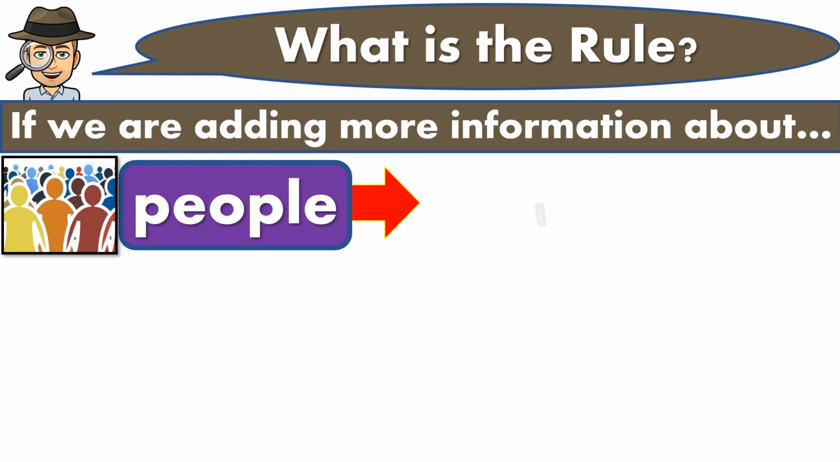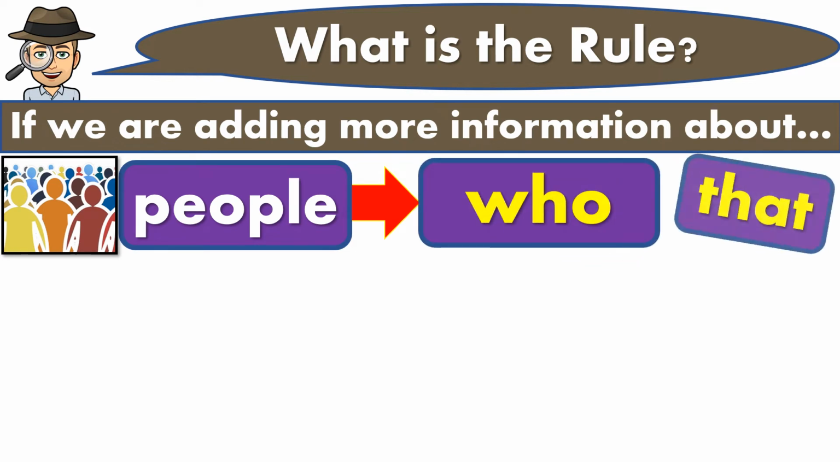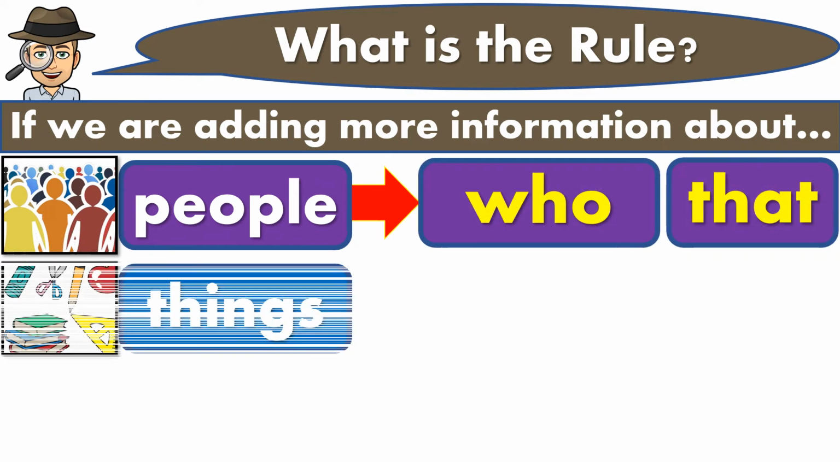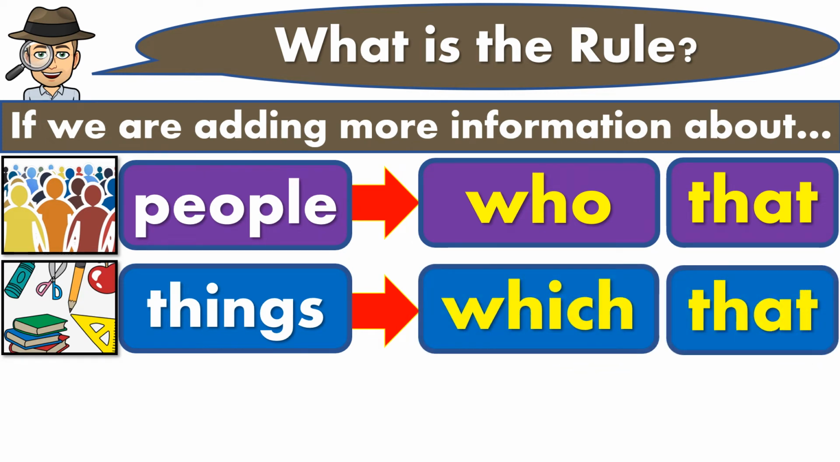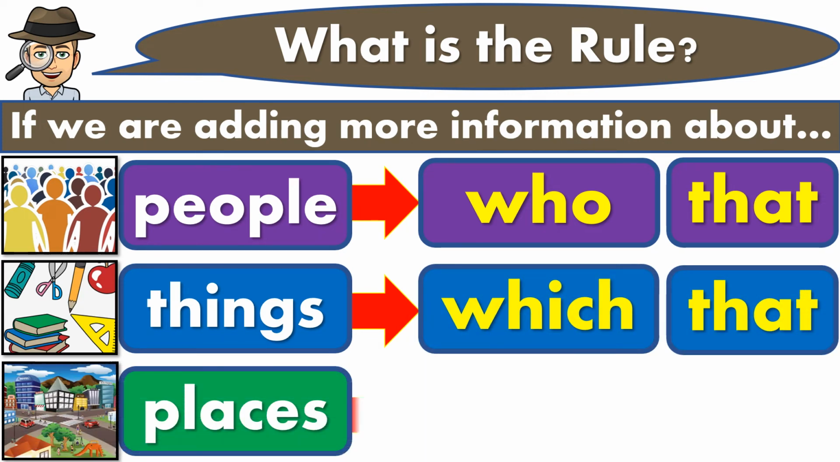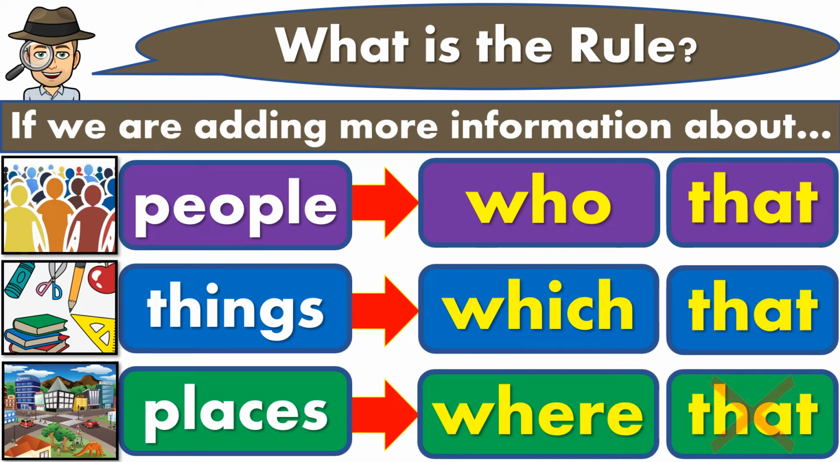So remember this rule. If we're talking about people, we can use who or that when we're giving more information. If we're talking about things, we can use which or that when we're giving more information. And for places, we can only use where. So be careful with this tricky rule.